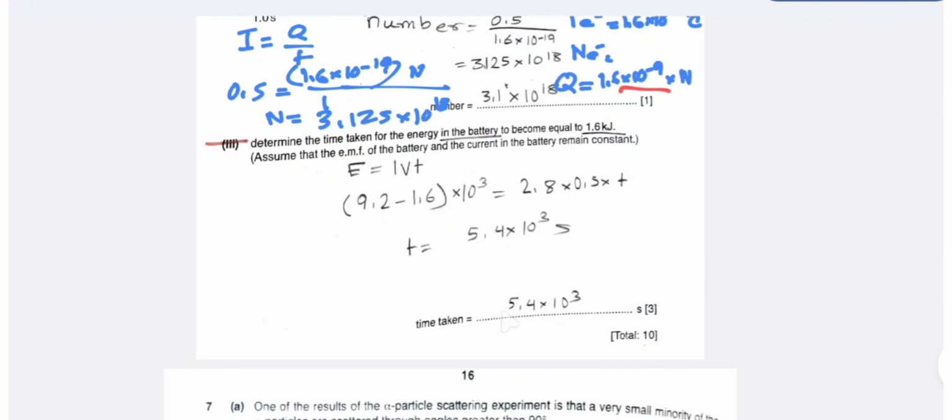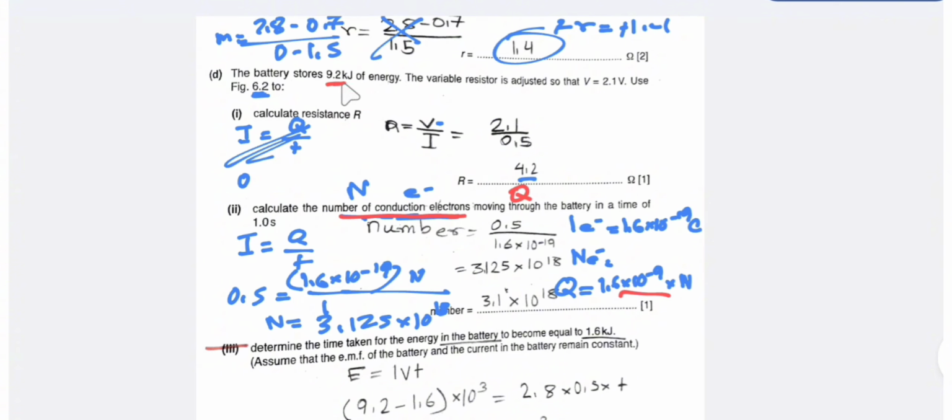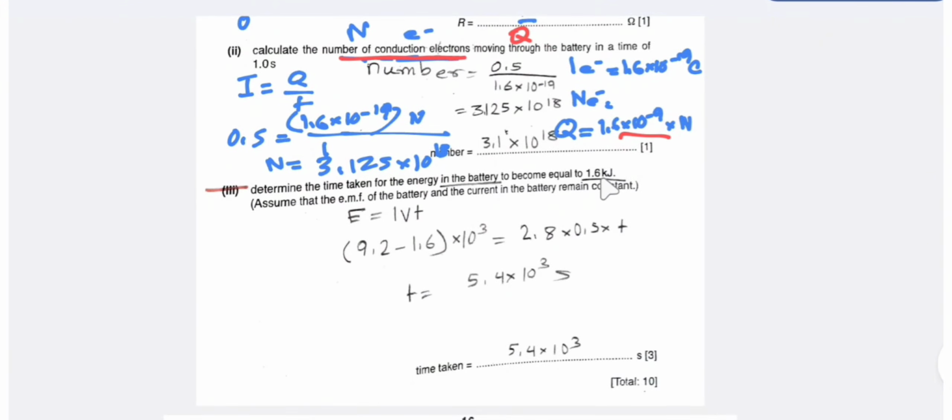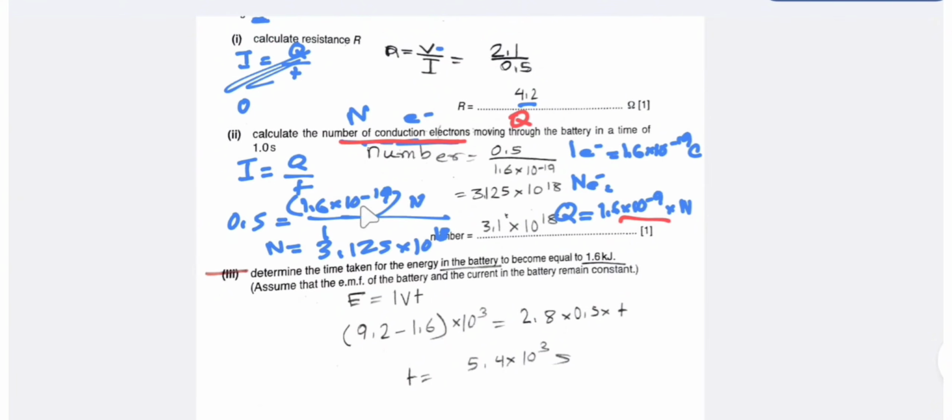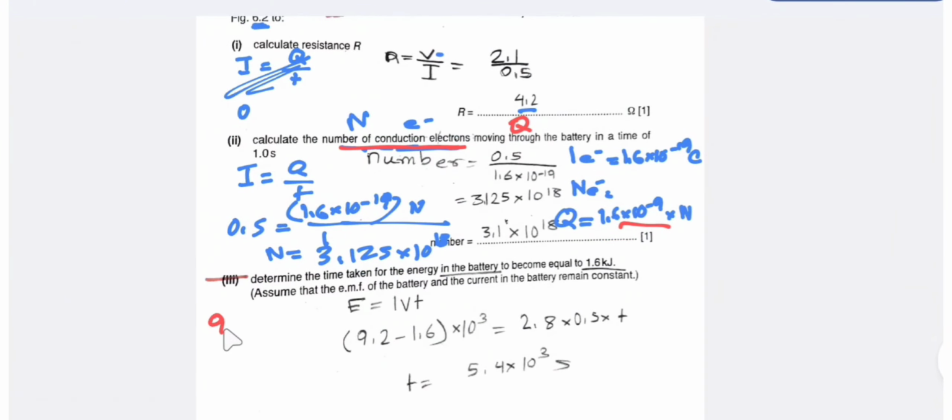to two significant figures. Now, determine the time taken for the energy of the battery to become equal to 1.6 kilojoule. Initially the energy stored in the battery is 9.2 kilojoules. Now we need to find the time for the energy to become 1.6 kilojoule. So what is the difference in energy? That is 9.2 minus 1.6, and this is the difference in energy, or the decreasing energy. We need to find the time for this decreasing energy. So what is the value of time?